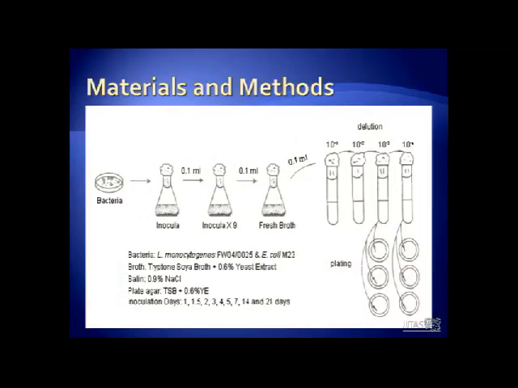This graph shows how I did this experiment. A slope of Listeria monocytogenes FW0400025 and E. coli M23 was transferred into 100 ml tryptic soy broth plus 0.6% yeast extract, and they were incubated at 37 degrees overnight. This stage was for preparing the inoculum.